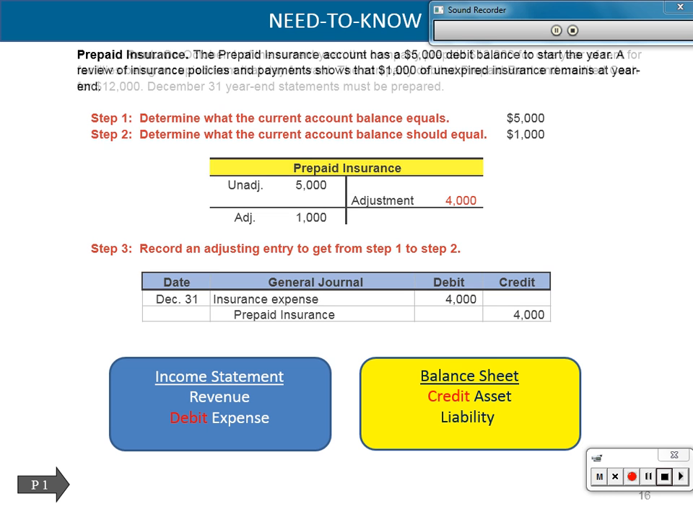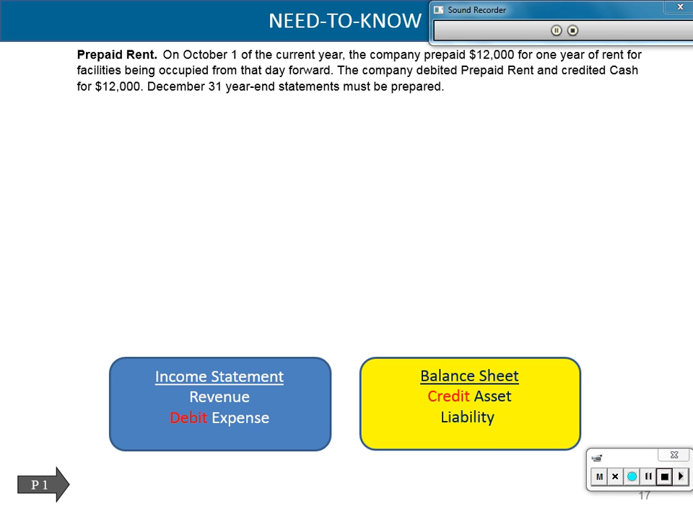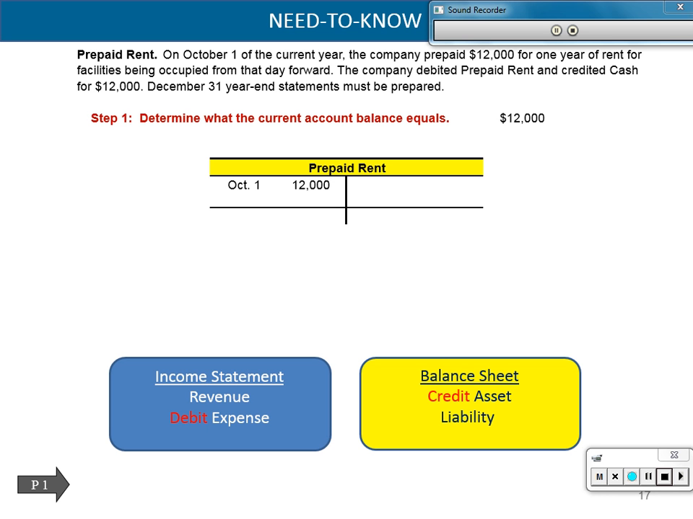Now, going to this next one, prepaid rent. How much rent did they pay up? $12,000 for 1 year. So that means rent was around how much per month? $1,000. Now, the balance of the account started off with $12,000, right? And then we're at the end of the year now, so we have to adjust. It started October 1st. So how many months were left in the year? October, November, and December. That's $3,000. So that's what we're adjusting for.